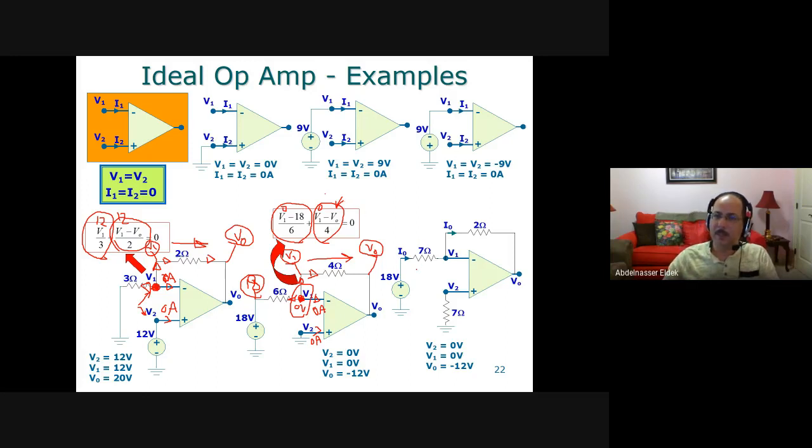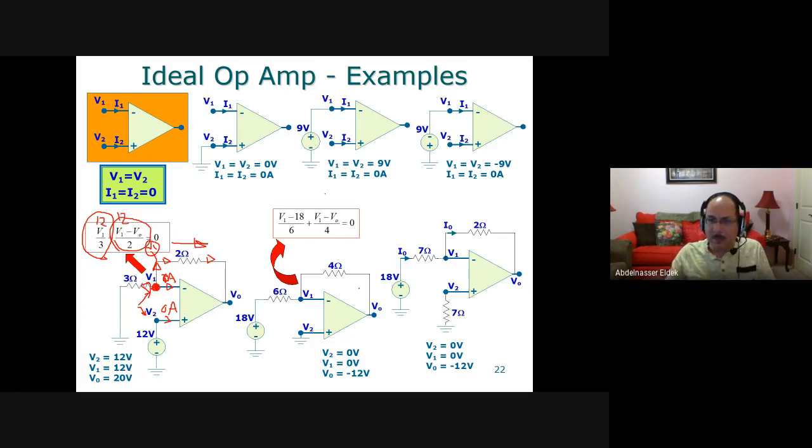Let's look at the third one here. There's no difference between this one and the previous one. So let us try to erase this. Let's see what the difference is. If you look at this one and this one, they are almost the same, just with different numbers, 7 instead of 6 and 2 instead of 4. The only difference here is this 7 ohm resistor.